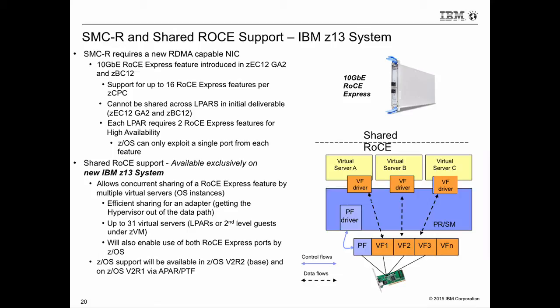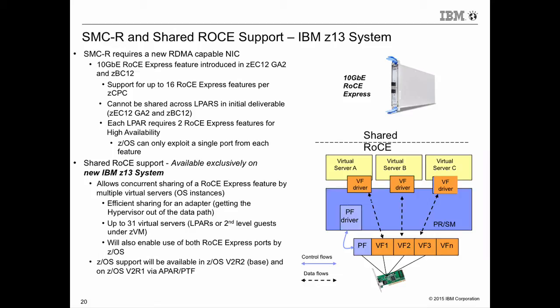What this support will do, as the name implies, is allow concurrent sharing of a ROCE Express feature by multiple virtual servers. And we say they're OS instances, by which we mean multiple operating systems. The reason we don't just say LPARs is because, in theory, this could be multiple z/OS LPARs sharing the same adapter, but it also could extend to second-level guests hosted under z/VM. So you could have virtual servers running under z/VM that also are able to share adapters. When you look at the total number of LPARs or virtual servers, we're talking about up to 31 virtual servers being able to share a single ROCE Express feature.